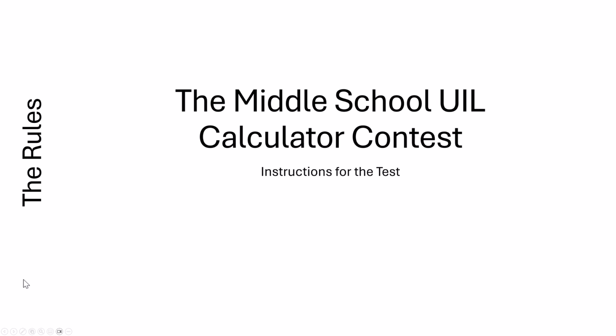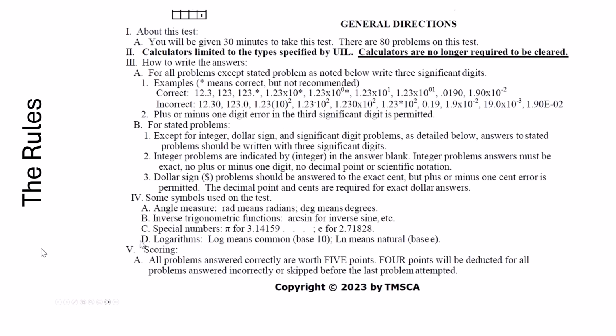Now we'll go over the instructions for the calculator contest for middle school. First, you will be given 30 minutes to take this test. There are 80 problems on the test. Calculators are limited to the types specified by UIL, and they are no longer required to be cleared. Basically, it needs to be a calculator that you don't plug in for electricity. So in other words, the TI-84s, graphing calculators are allowed. Now, how to write the answers.